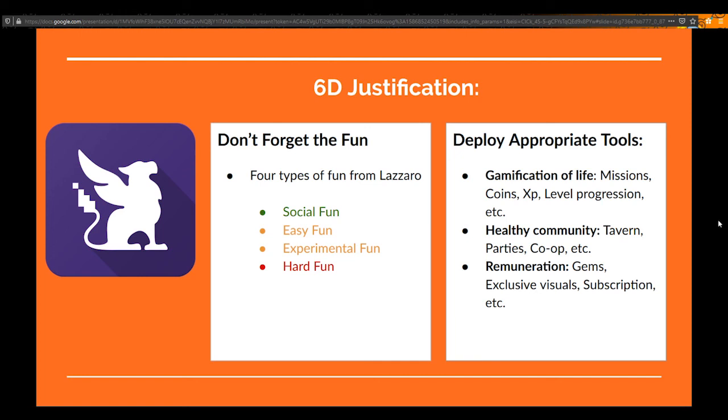Having a healthy community is done by having a tavern, the ability to create parties, and allowing users to communicate with each other and interact. And with the remuneration, for example, there are gems, which are a special currency that you can buy, and there's also a subscription which can give you monthly, quite exclusive rewards.